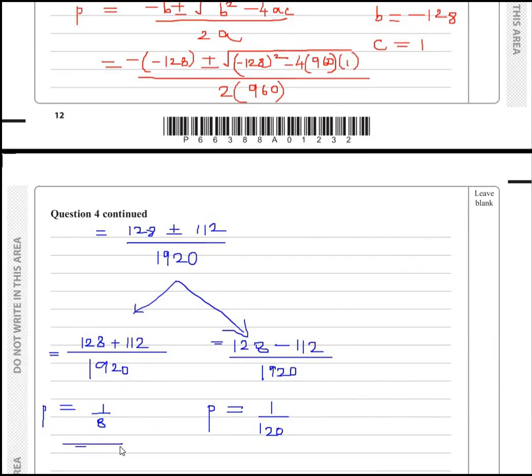So once you find this, this is the end of part B. These are the two values of p.